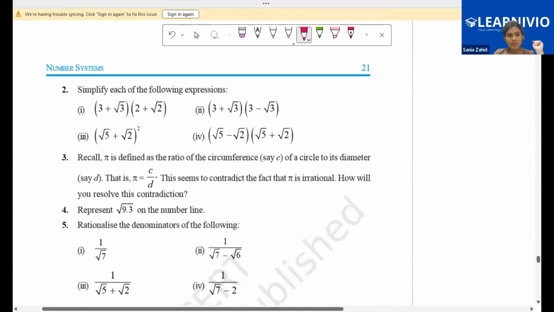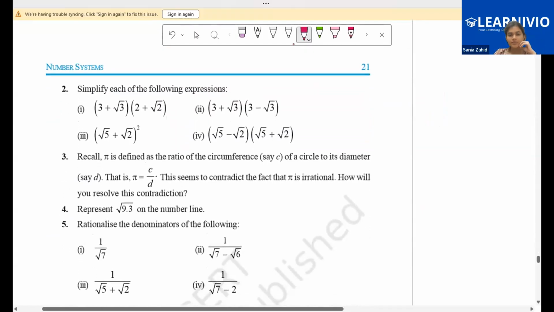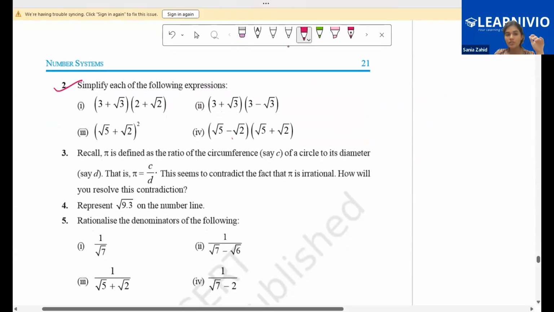Now, second is simplify. Did we do this part in the last class? Yeah, we did it, right? I think we did the first one and the second one. Now we'll do the third one and fourth one. Children, I think we've done all of them in the last class. So you can tell me if you have any doubt in these four questions. We'll have a discussion. Otherwise, I'll move ahead. If you have doubts, then we'll discuss.